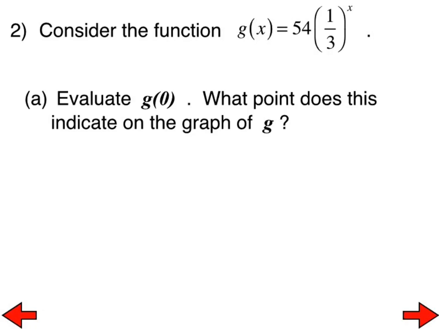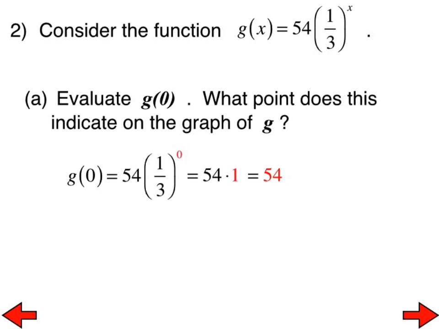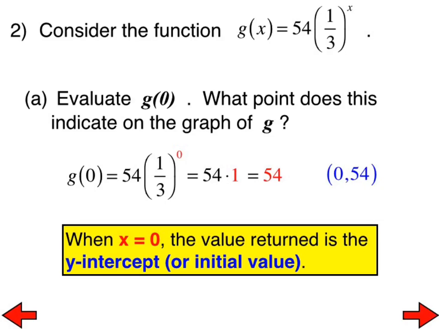g of 0 is 54. Okay, so let's deal with that first. The reason why it's 54 is because 1/3 to the 0 power is 1, and 54 times 1 is 54. And it represents the y-intercept or the initial value. Exactly, perfect. So we get 54 for g of 0, and that indicates the point 0, 54 on the graph, which happens to be the y-intercept or the initial value. And we need to remember that. That's very important when we want to come up with the actual function for an exponential function.